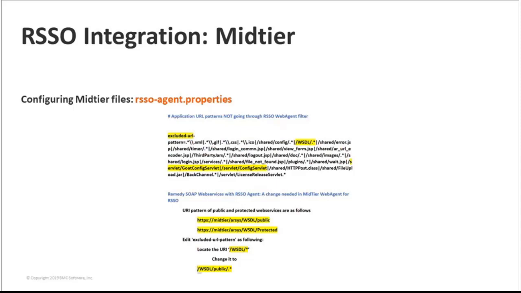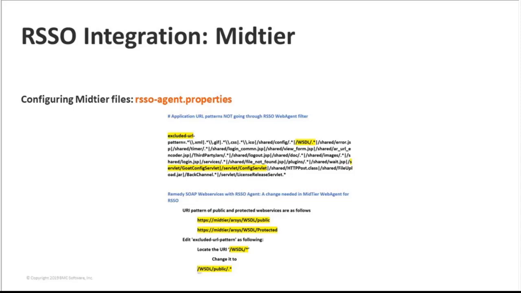Likewise, while I was working on one of the cases, I found that there are two types of SOAP web services that are offered by Remedy. One is the public web service, and the other one is the protected web service. The only difference is that the protected web service needs to go through SSO authentication so that it can do the usual LDAP or the AR authentication, whereas in public that's not needed.